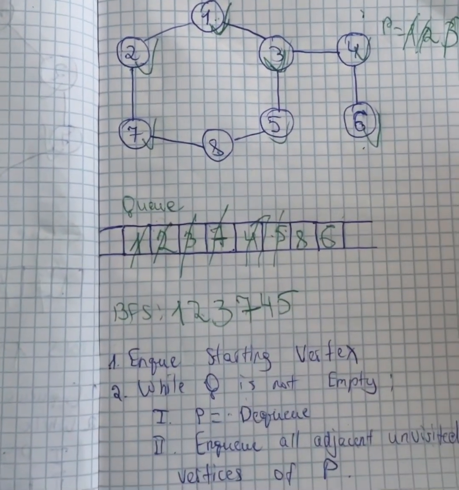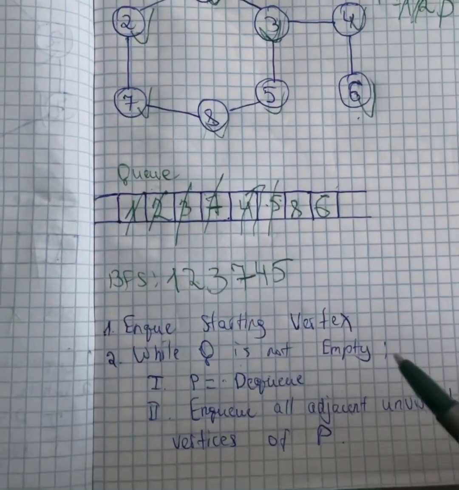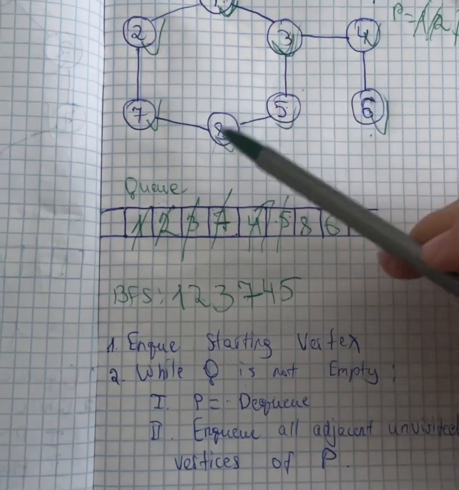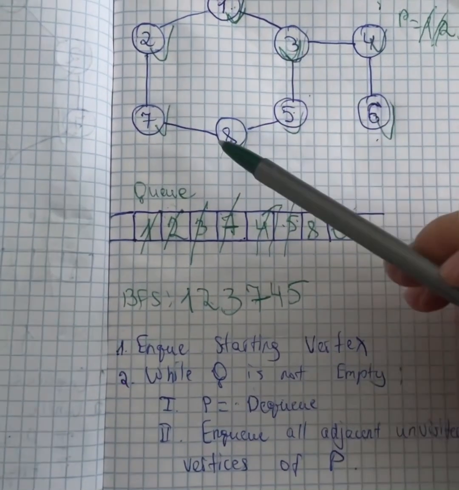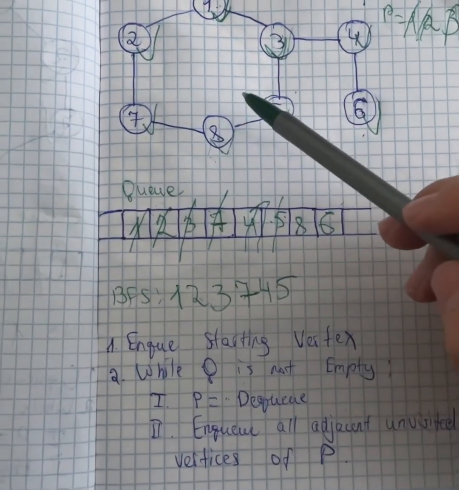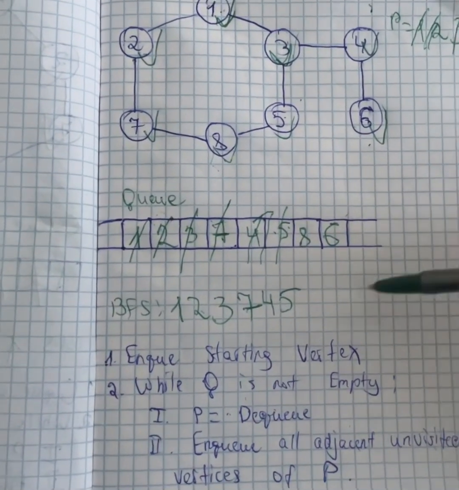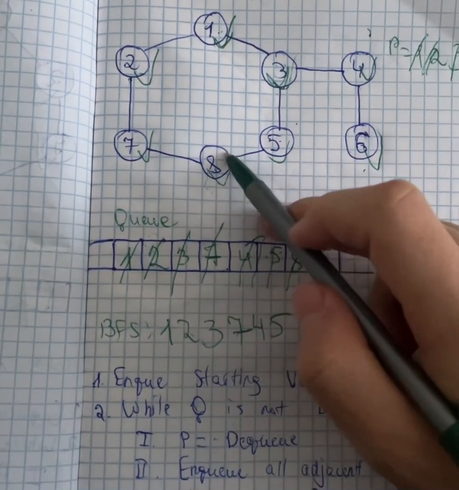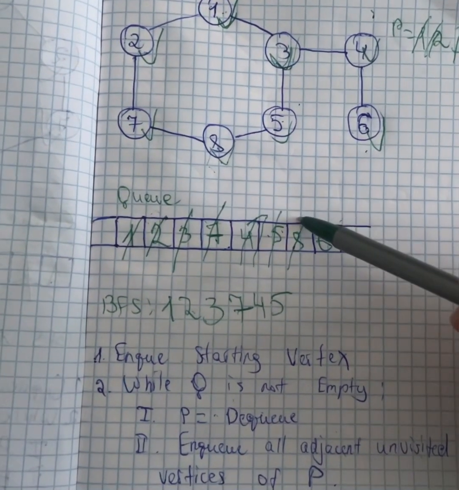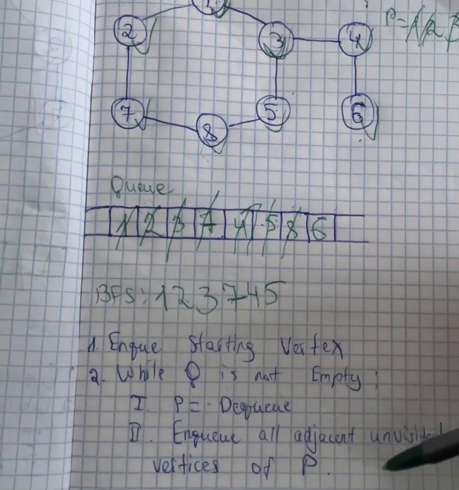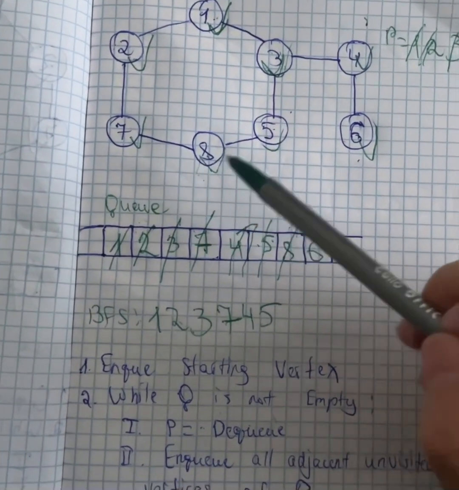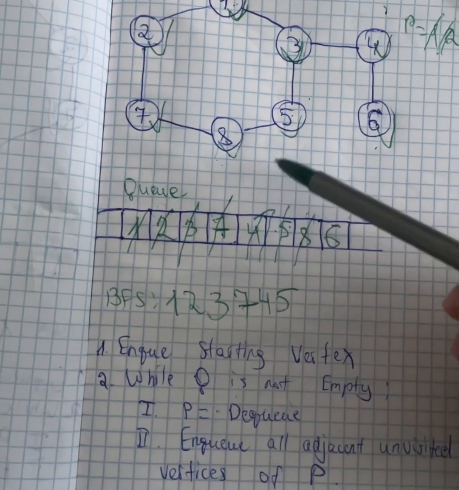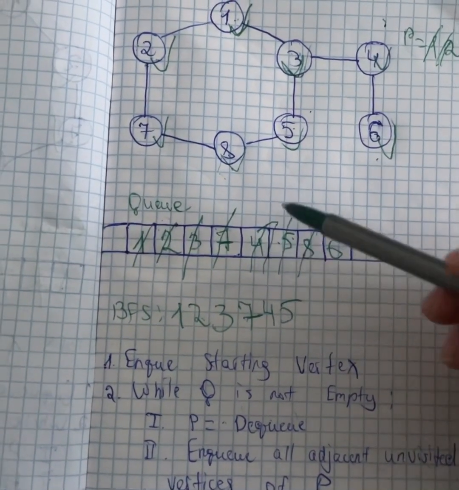Here you can see NQ all adjacent unvisited vertices. The adjacent vertices of 5 are 3 and 8, but here you can see 3 and 8 are already visited. That means we don't write anything. Then after 5 there is 8. Here is 8, and we DQ it, and now we have to NQ all adjacent unvisited vertices. Adjacent vertices of 8 are 7 and 5, but since they are already visited, we cannot write anything.